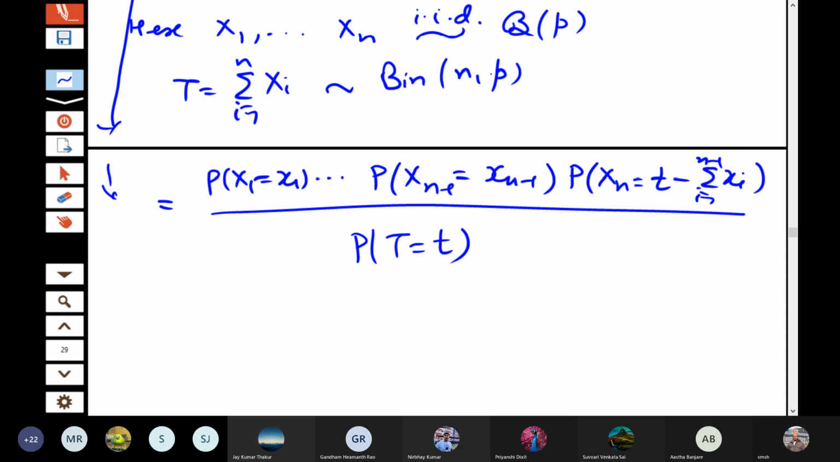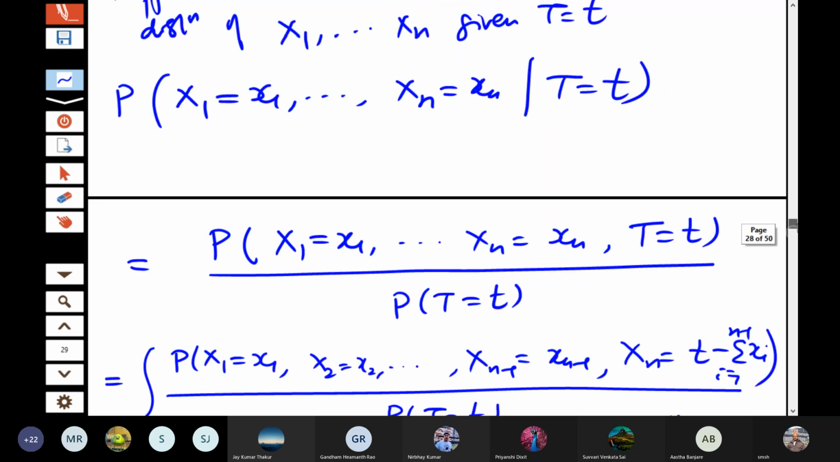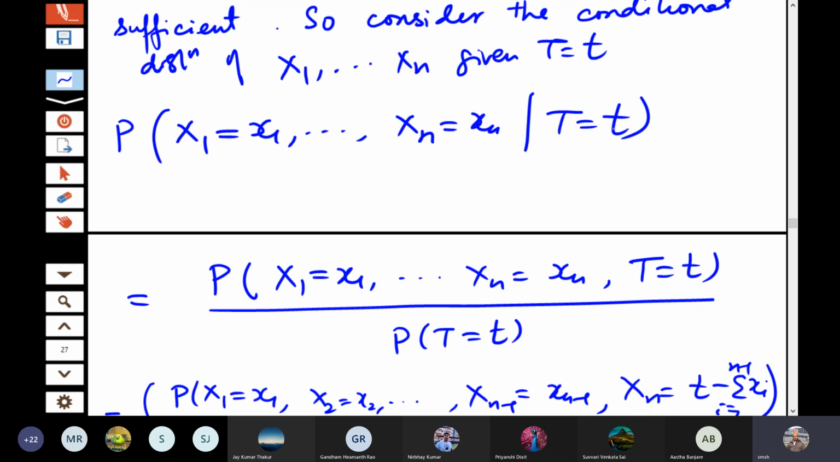Sir, can you say why it is becoming 0 if T is not equal to that? This is conditional probability here. So if this small t is not equal to x1 plus x2 plus xn, then this event will become a null event, that is the empty set. Because capital T is capital X1 plus capital X2 plus capital Xn. If the values of x1, x2, xn are fixed as small x1, small x2, small xn, then capital T must be equal to the sum of those values. So this small t must be equal to the sum of those. If it is not, then this becomes an empty event. So in that case, it should become equal to 0.